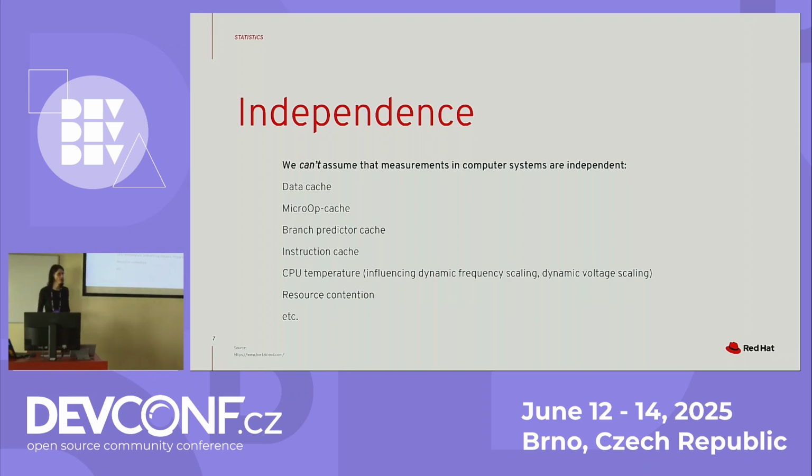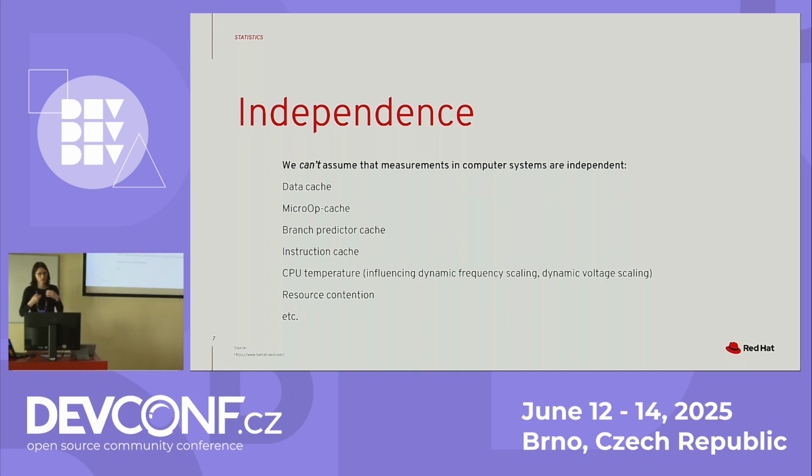We have data cache, we have micro-operation cache, we have branch predictors, we have instruction cache, we have CPU temperature that we need to care about because it will influence the frequency, dynamic voltage scaling, all that stuff. Then we also have the problems with memory, like the synchronization between those clocks and when they do synchronize, when they don't, resource contention on the OS level, and so on and so forth. So there is a lot of things that influence the execution of the test of the algorithm that we are actually measuring.